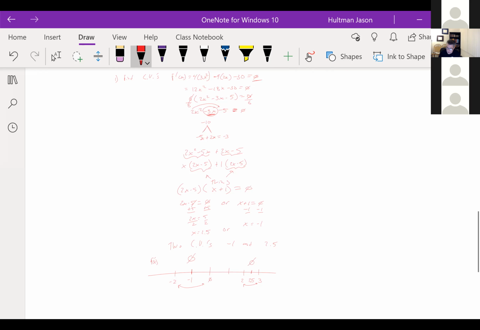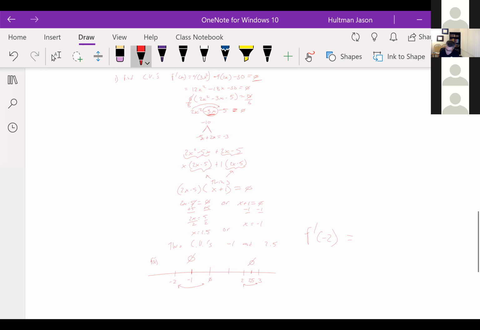But what I can do is plug into the derivative these neighboring values, and that will tell me if I'm going from positive slopes to negative or from negative to positive, and that will tell me if I have a min or a max. So what's f prime of -2?